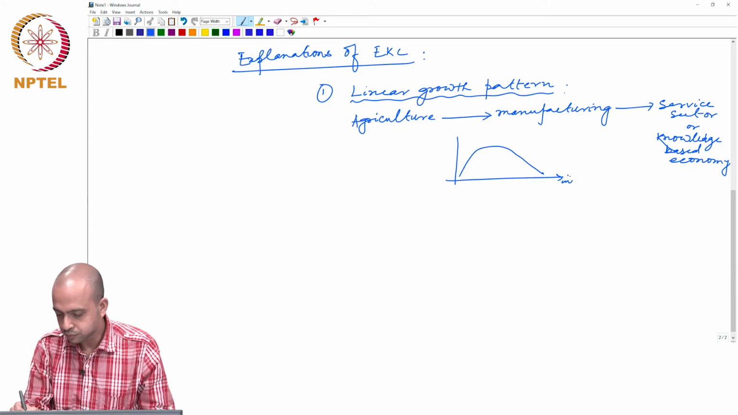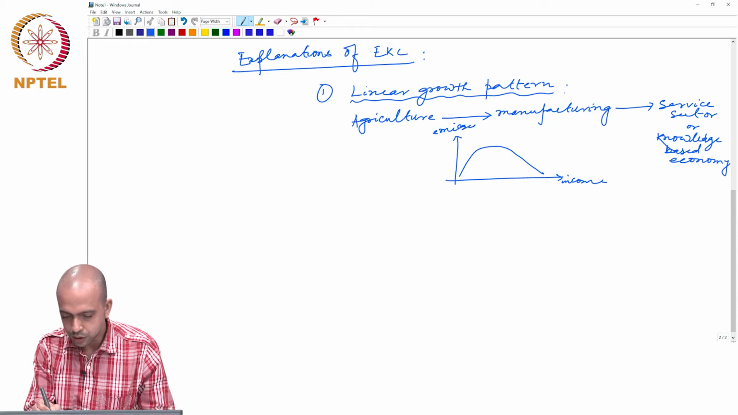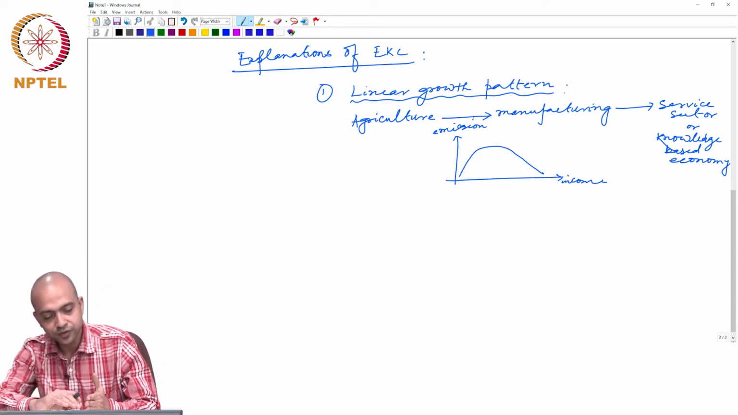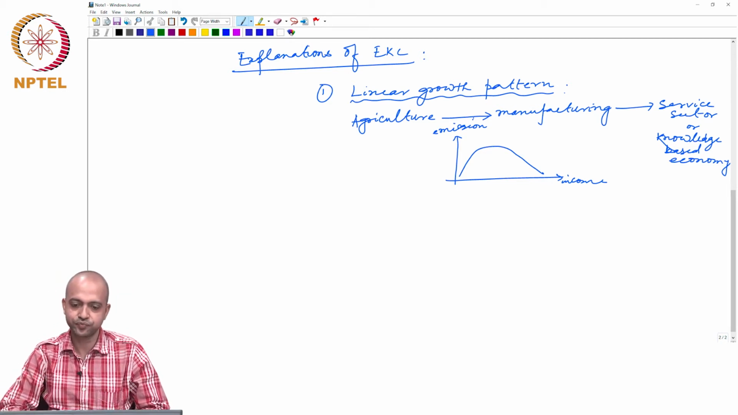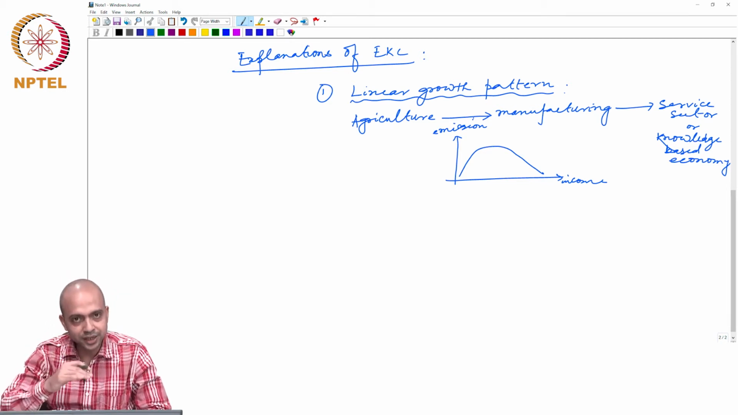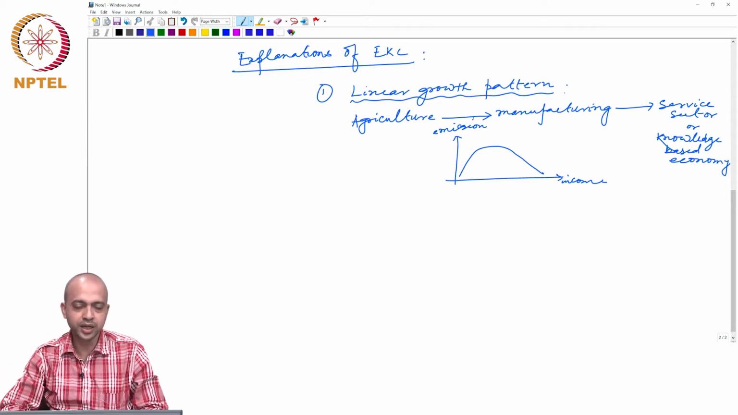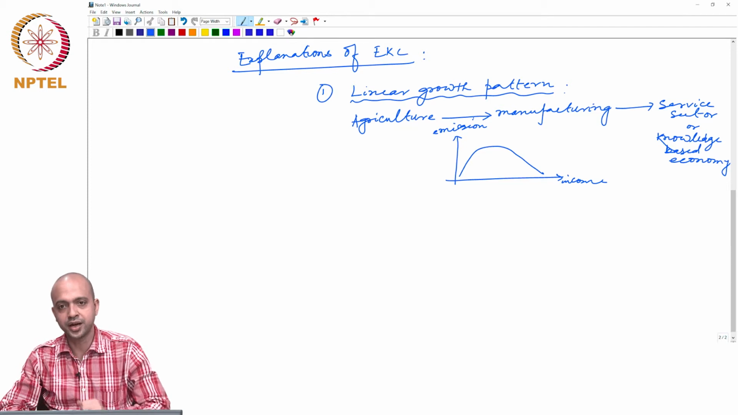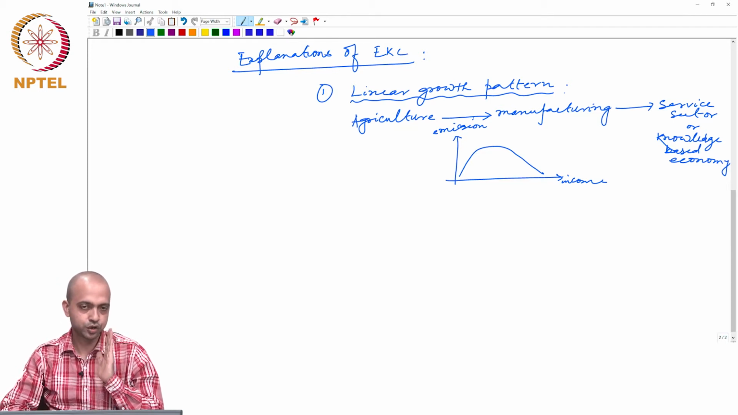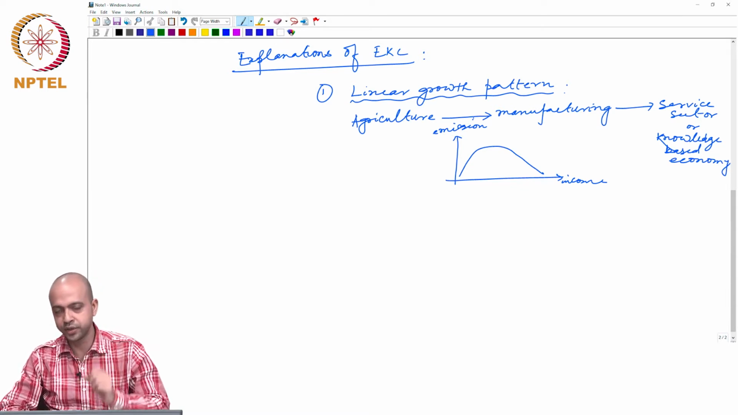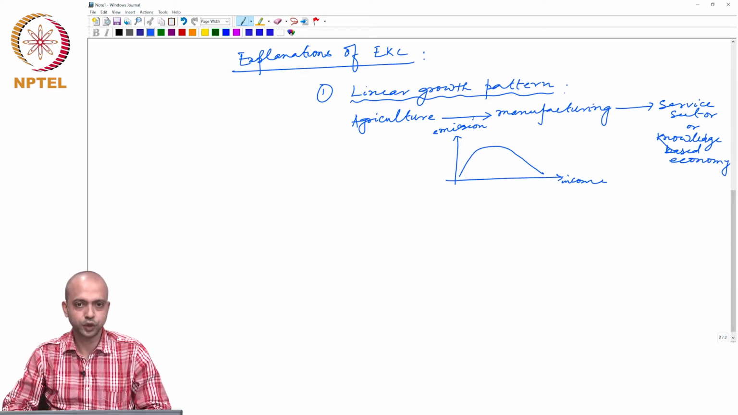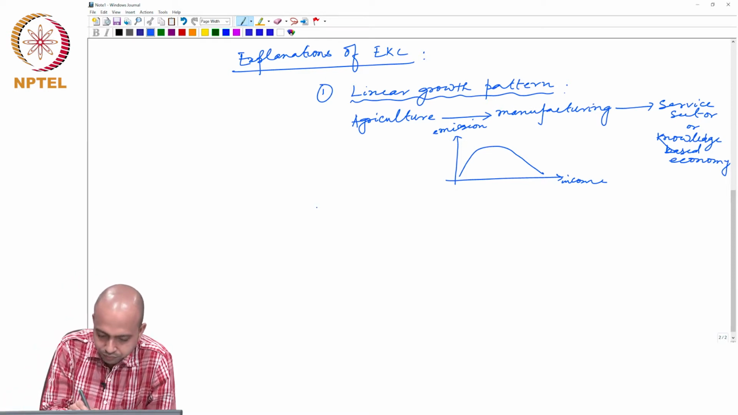As a result of which we will get this type of inverted U-shape relationship if the growth path is linear in nature. So, this linear growth pattern, agriculture, manufacturing and service, explains why we observe an inverted U-shape relationship between economic growth and emission. Is this clear? So, the first explanation is the linear growth pattern which is observed for most of the economies' growth process.